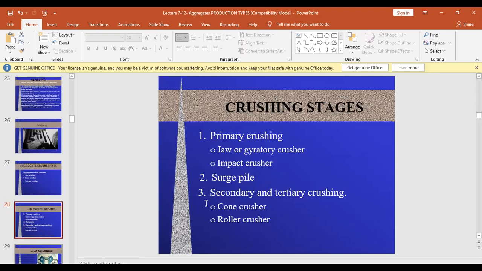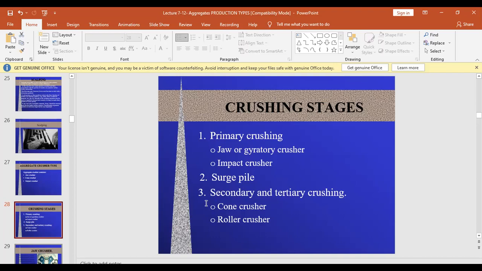Will there be secondary or tertiary crushing? Yes. Primary crushing will not solve all of your problems. It may solve some of them, and then you need further crushing at the other end. So as a first step, there is a gyratory crusher or jaw crusher, and then there is the impact crusher. These are most commonly used.